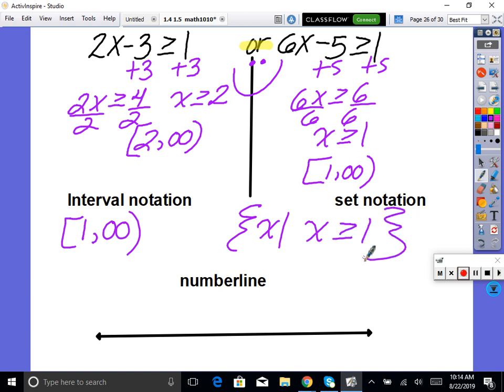And then I think we get the idea with the number line on that, right? Was that one confusing for you? Was it pretty easy?